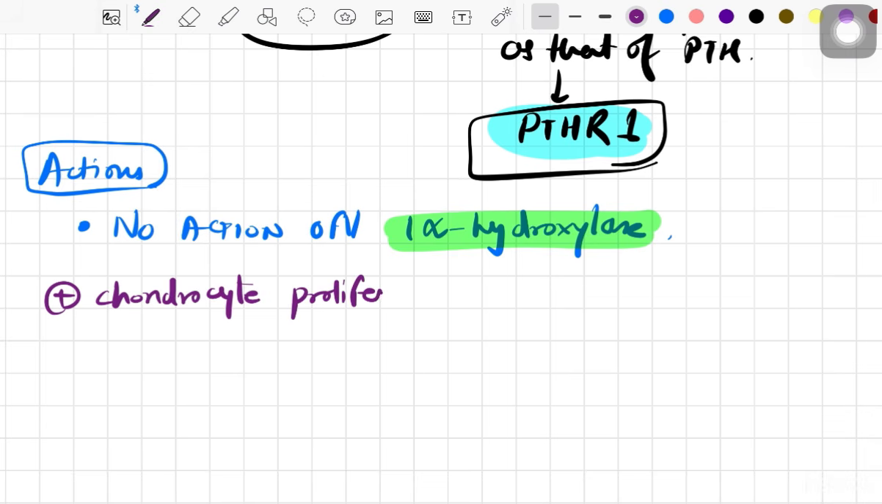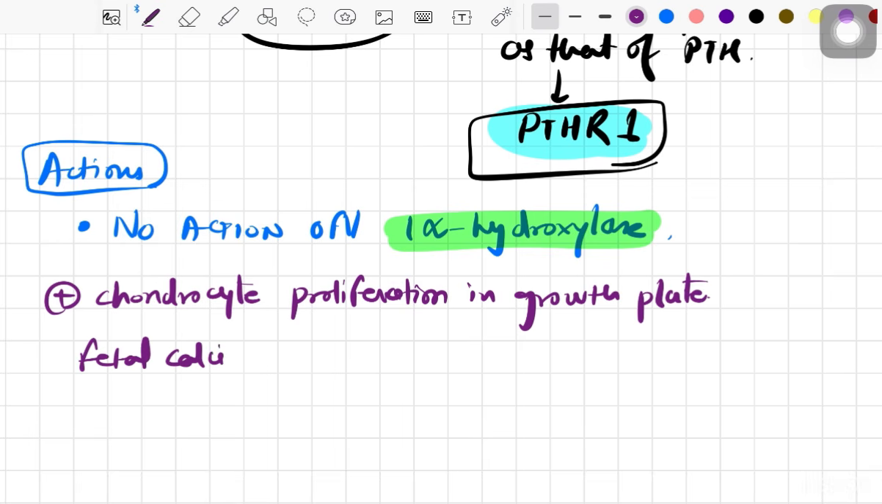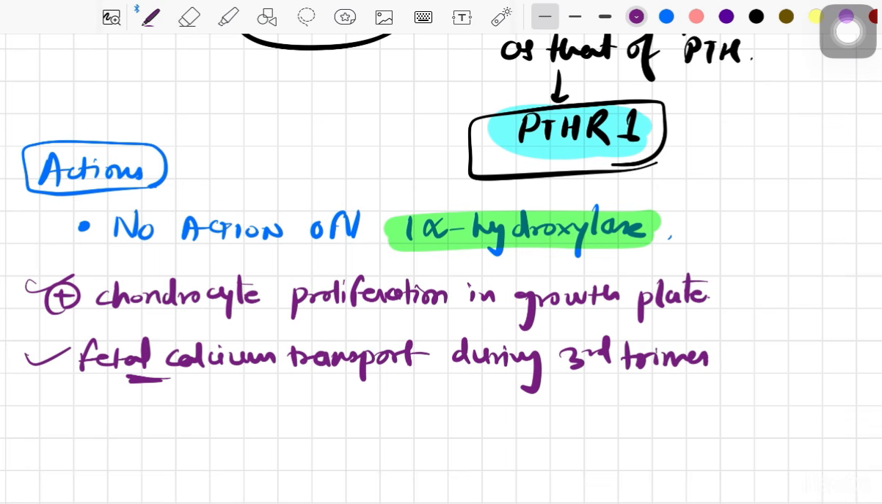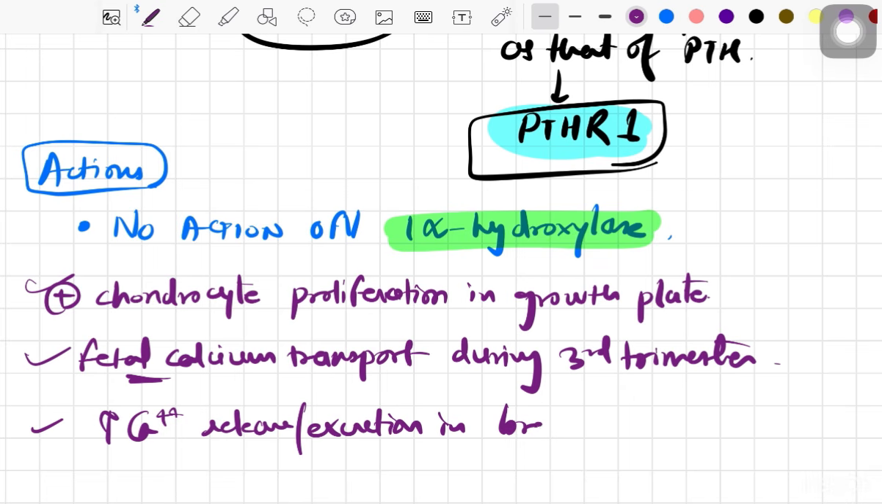It stimulates chondrocyte proliferation in the growth plate, and that is the reason that it causes an increase in the size of the growth plate. Also, the fetal calcium transport across the placenta, the transport of calcium from mother to fetus, which happens during the third trimester, is facilitated by parathyroid related peptide. Also, it increases calcium release, or excretion, in the breast milk.